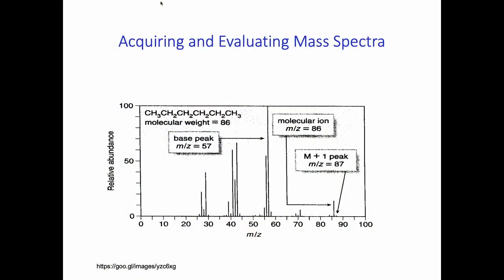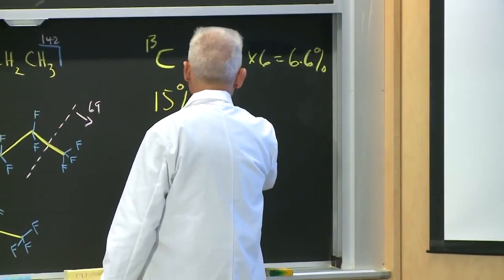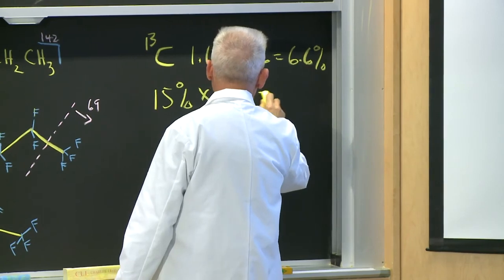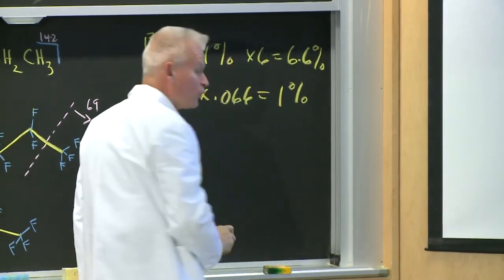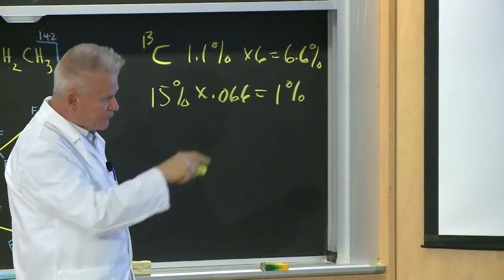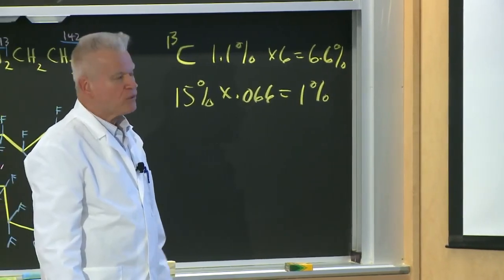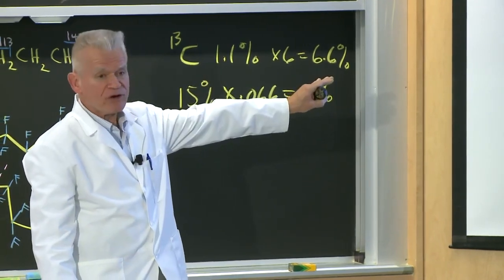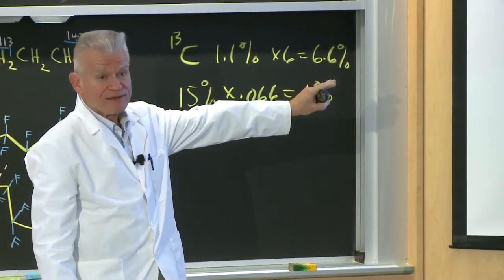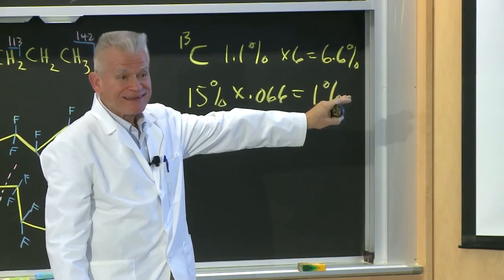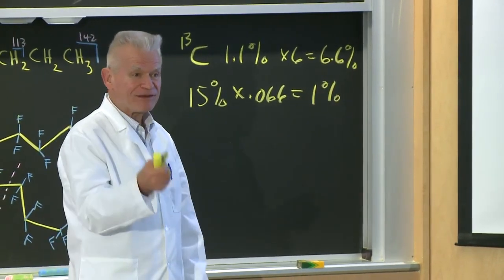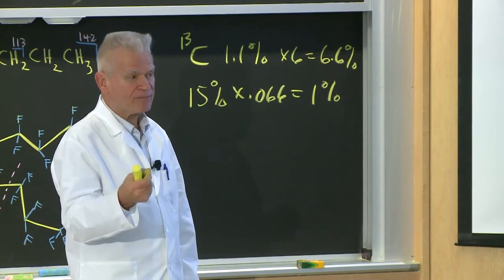So if I take this molecular ion peak, which my eye is saying is about 15% abundance, and multiply that by 0.066, I get 1%, that M+1 peak. That's approximately what we're talking about. What if we didn't know the number of carbons? We didn't know the structure. We could work backwards and figure it out from the molecular ion abundance and the M+1 abundance.